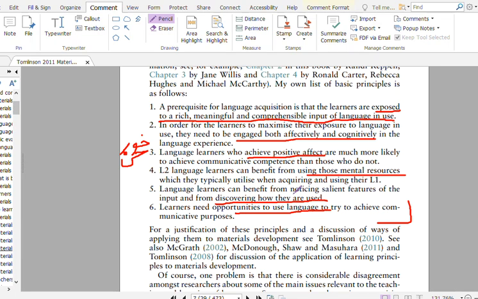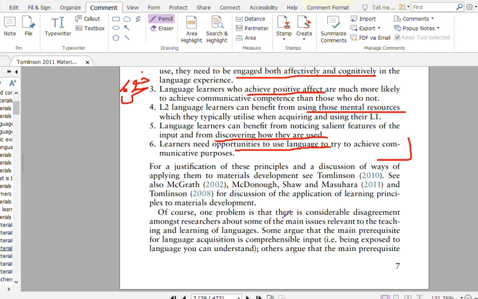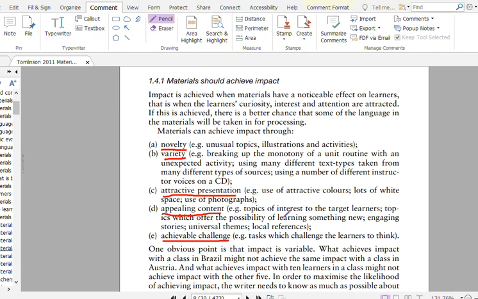Then you should provide them with the opportunity to discover language. And finally, learning is not sufficient. You should provide them with the opportunity to use language. Because when you do not give them the opportunity to use language, they only learn it, but in the future, when it comes to using language, they cannot.